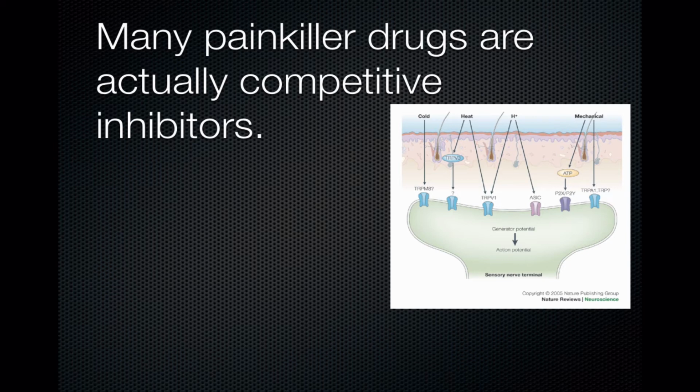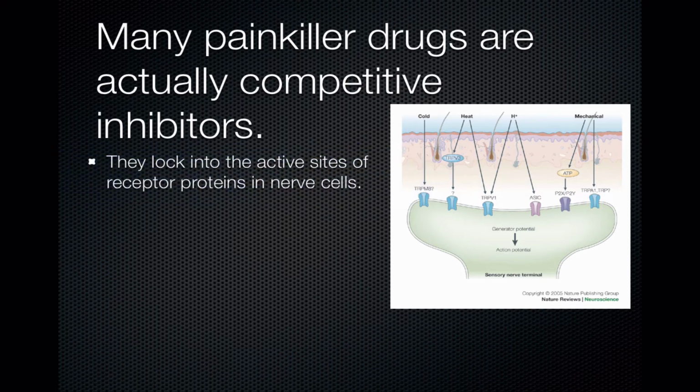Now, the cool thing about competitive inhibition is it's the model that scientists believe explains the function of a lot of painkiller drugs. Painkiller drugs generally work by blocking nerve signals, and the way they block nerve signals is that they're able to fit into active sites on nerves and stop the normal function of these embedded enzymes stuck in the membranes of nerve cells.